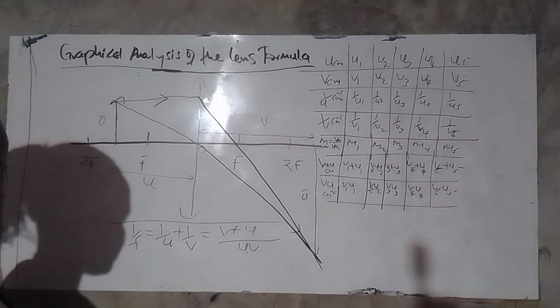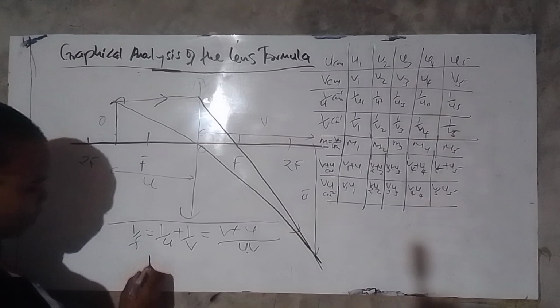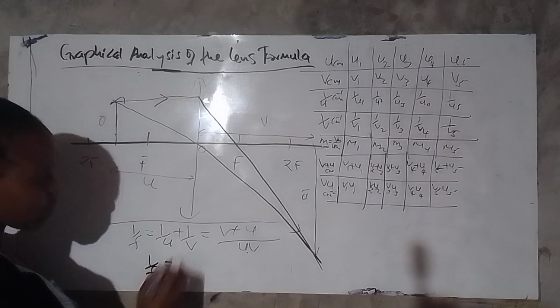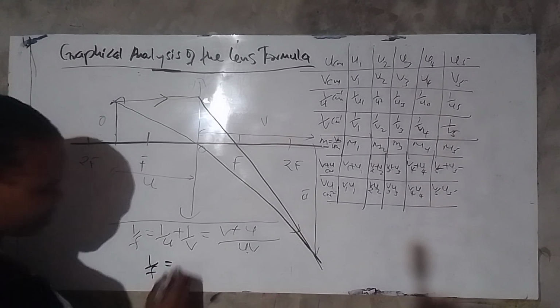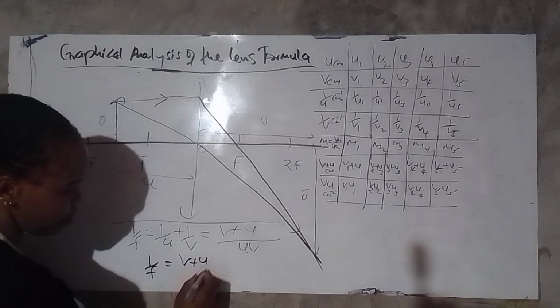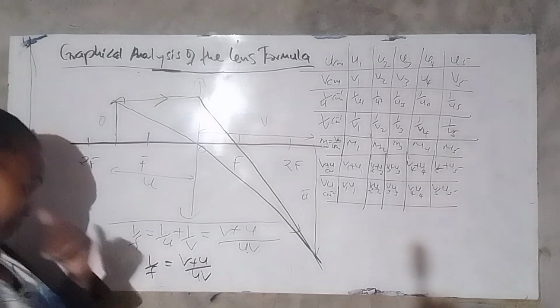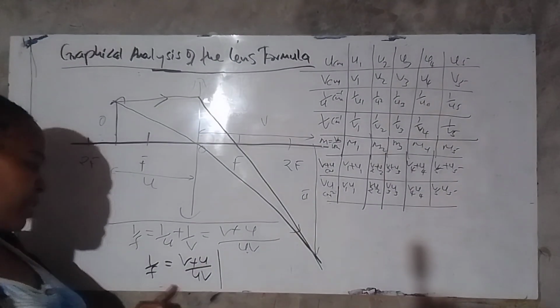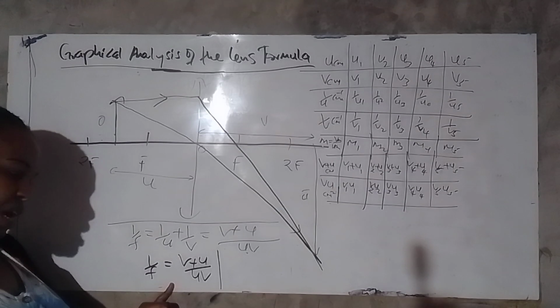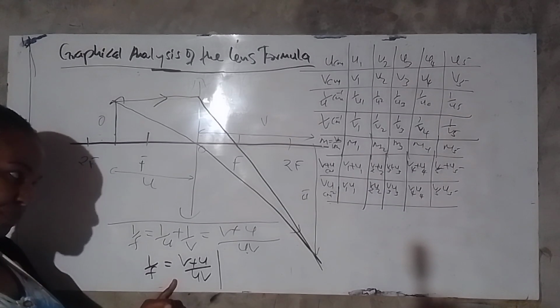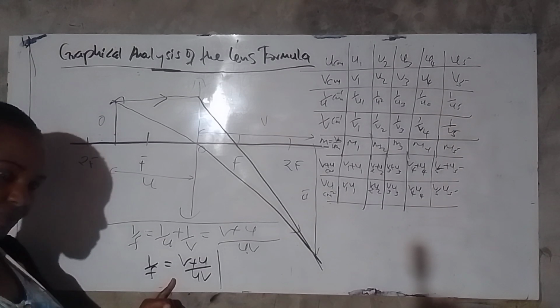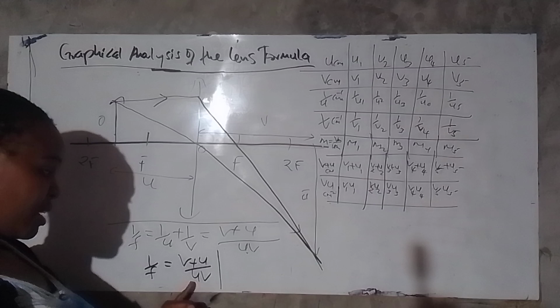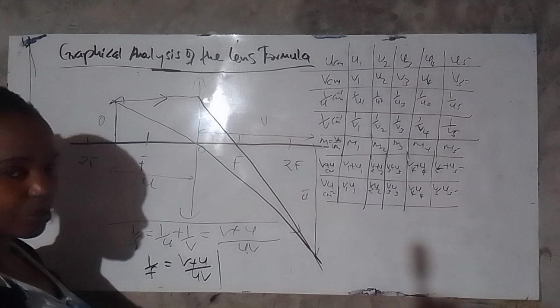Okay? So what are we having? We are having 1 over F equals V plus U over UV. But now, I want to make V plus U the subject. Or better yet, we make UV the subject. I'm going to show you why.